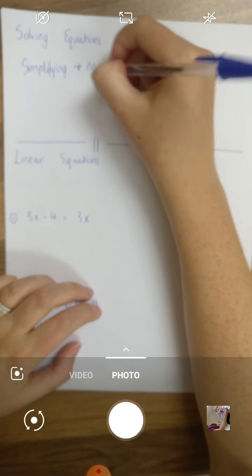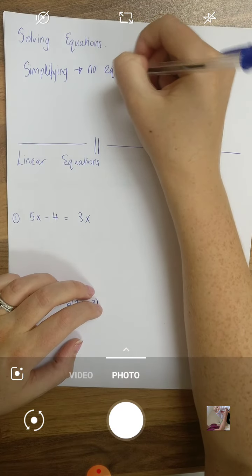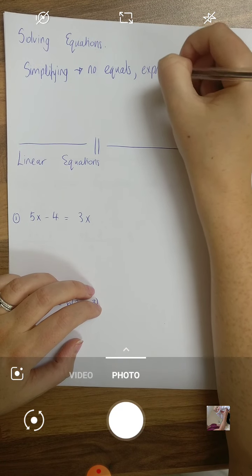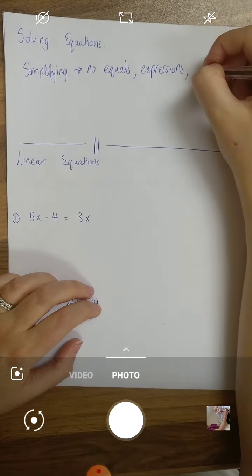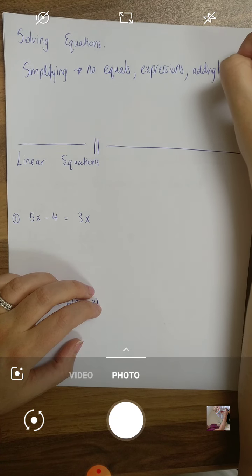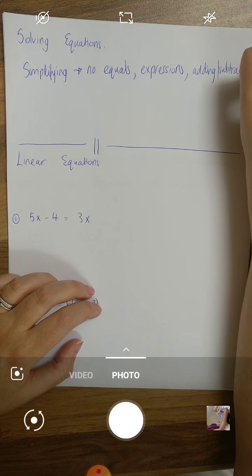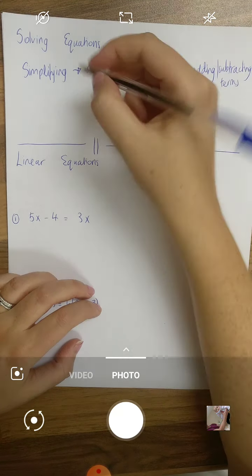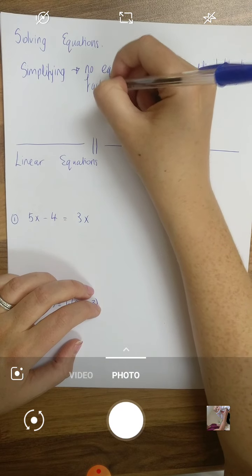So keep in mind when you see simplifying, there's no equals. You're only dealing with expressions, which means you're adding or subtracting like terms. Okay, so adding, subtracting like terms, and we also deal with factorizing in that section.